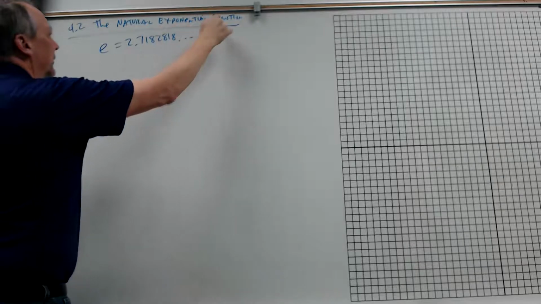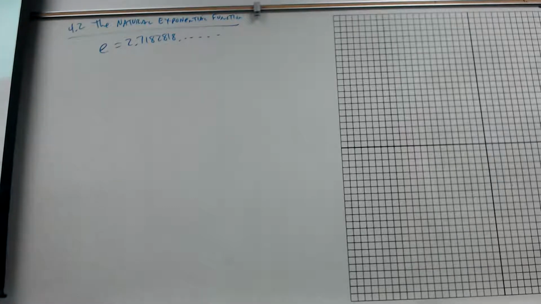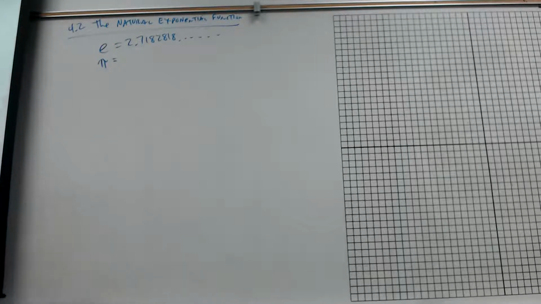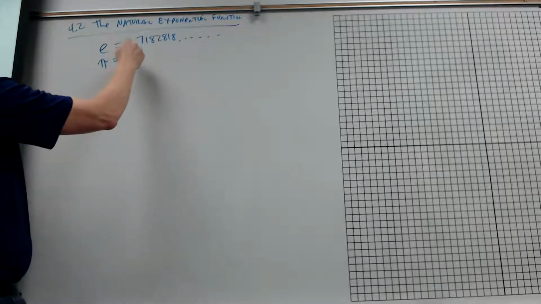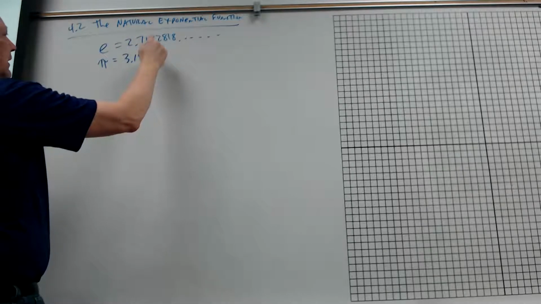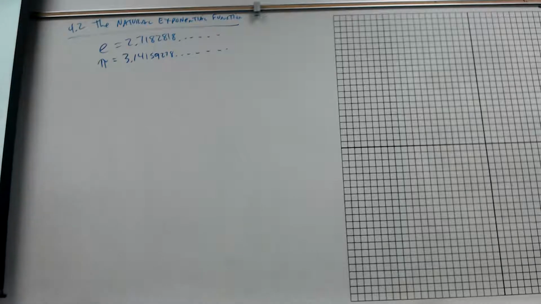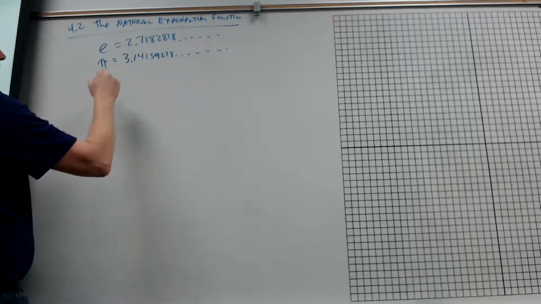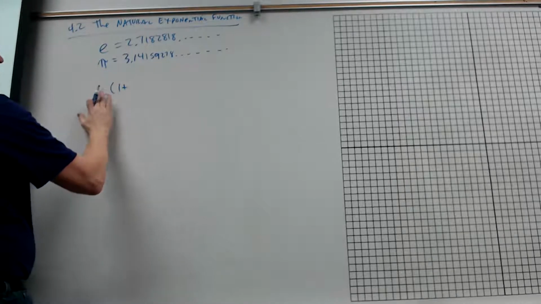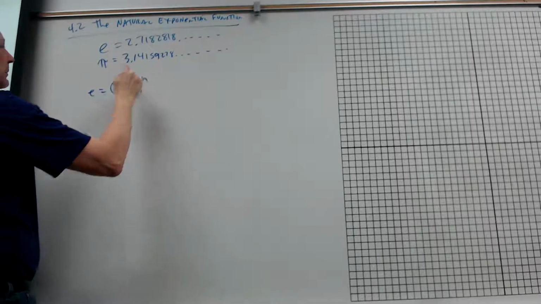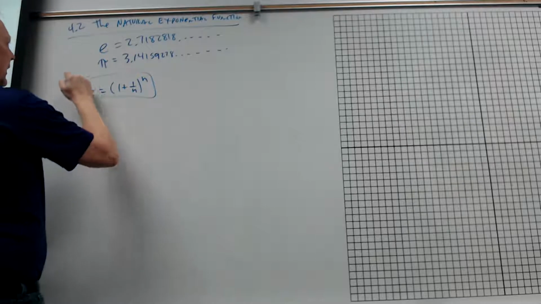2.7182818. It goes on forever. It's kind of like pi. You guys know pi? What's pi? 3.14159. I think it goes on forever. It's just an irrational number, just like pi. Okay. The definition of e is 1 plus 1 over n to the nth power. That's how they get it.